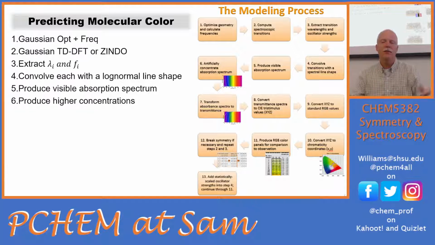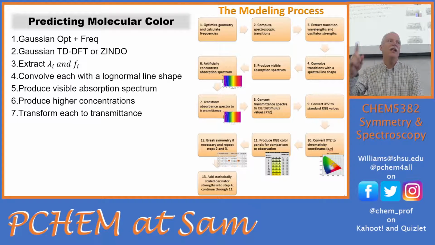Yeah, so it goes up to like 1,024. So I have, from one molecule, which you can't really see the color, to 1,024 molecules, now you can see a lot of the color. So we're just multiplying those absorption spectra by constants. That's what I mean by concentrating. Okay? And then we transform each of those into transmittance, because transmittance is what we need for the XYZ color scales. So you see now where we're going.